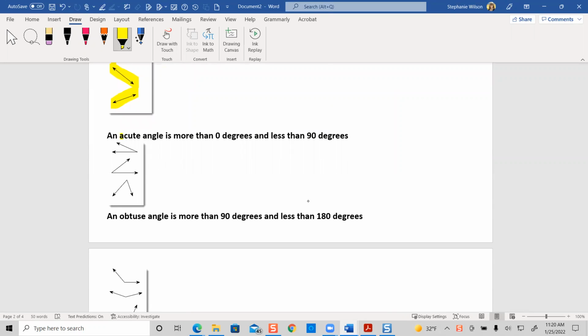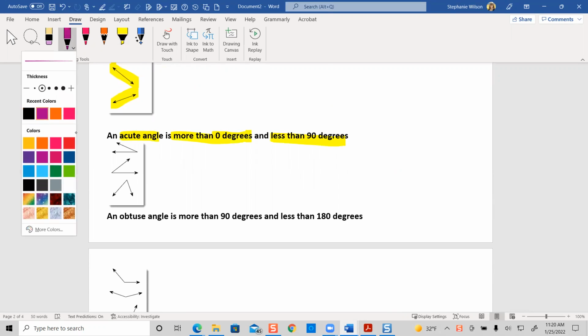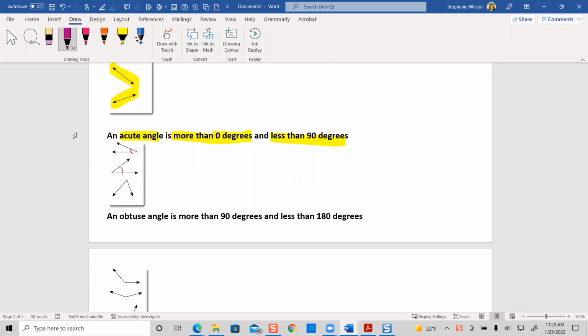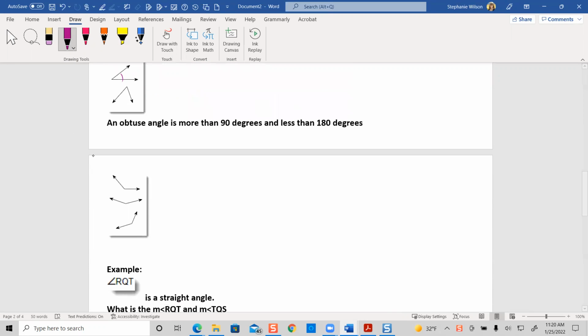We have an acute angle. An acute angle is more than 0 degrees, but less than 90 degrees. So if you notice, it is more than 0, less than 90. All right. An obtuse angle is more than 90 degrees, but less than 180 degrees. So it's not a straight line. It has a little bit more of an angle than a straight line, right? But it doesn't have 90 degrees.